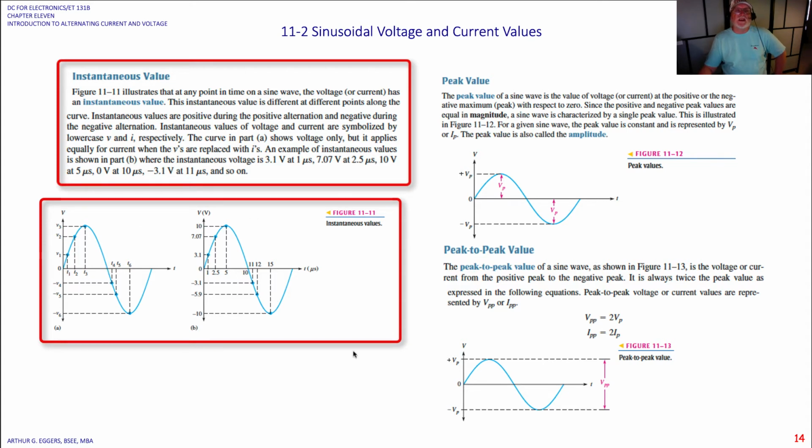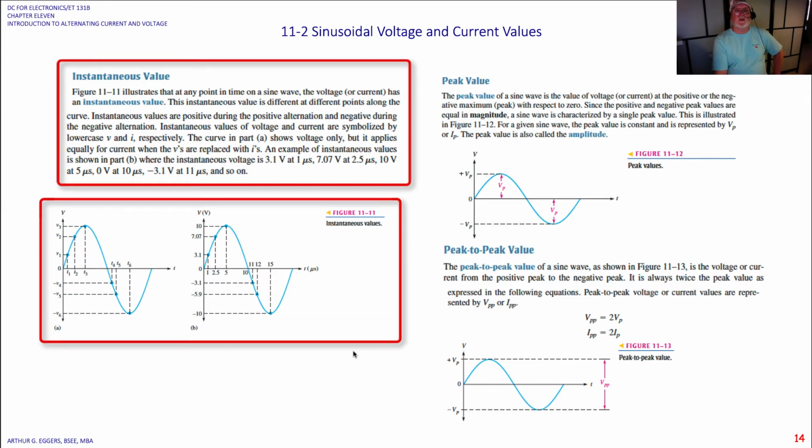So this illustrates that any point in time on a sine wave, the voltage or current has an instantaneous value. And you're going to find that there is a reason for needing to know that in making measurements and making determinations, especially when we start dealing with waveforms that we have moved or transposed in time, leading and lagging signals, in phase and out of phase. This instantaneous value then is different at different points along the curve. Instantaneous values are positive during the positive alternation and they're negative during the negative alternation.